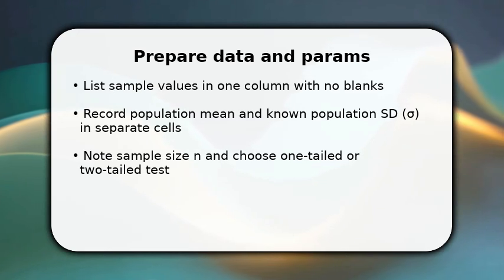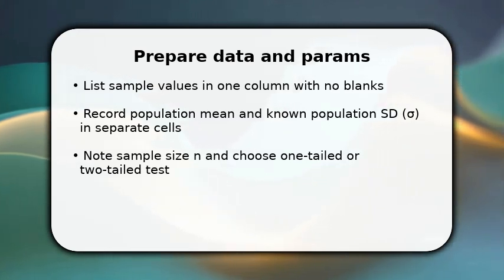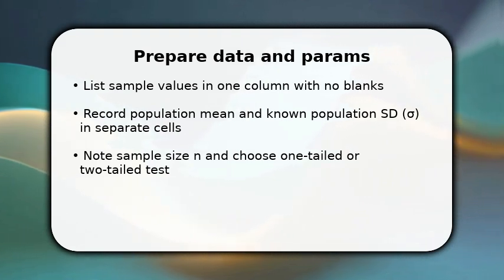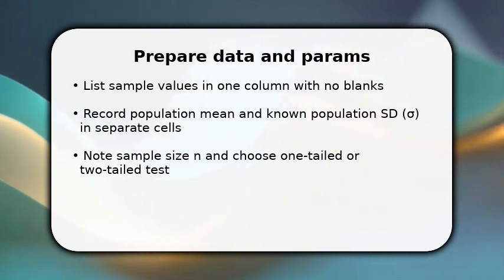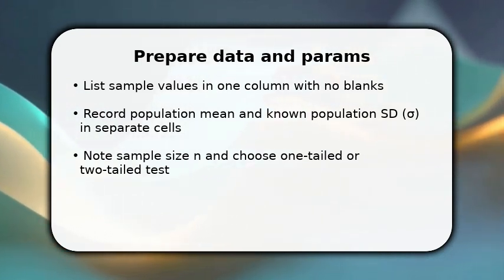Enjoy the video. You have your sample column ready, and you know the population mean and sigma. First, calculate the sample mean with =AVERAGE(range). Then compute n with =COUNT(range). Place population mean and sigma in labeled cells so formulas reference them.